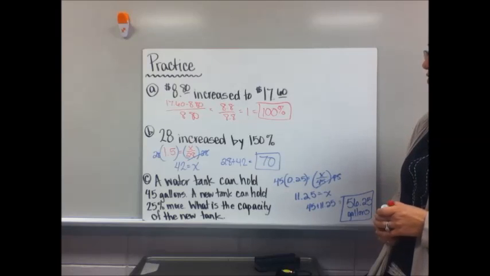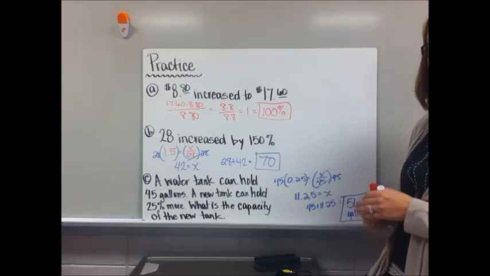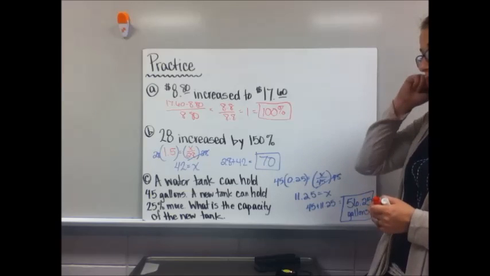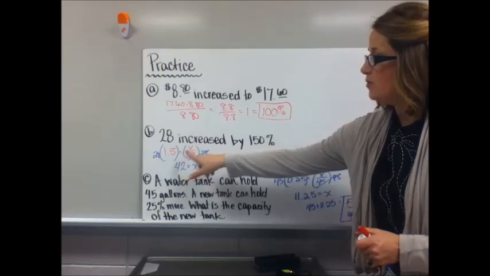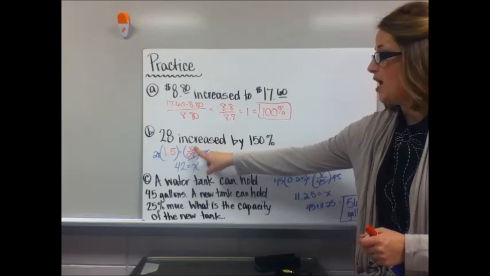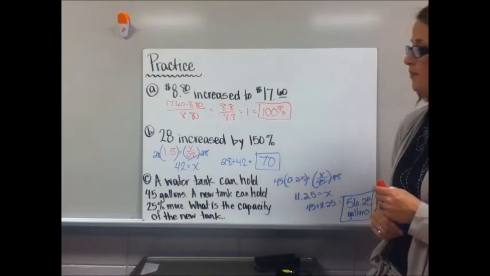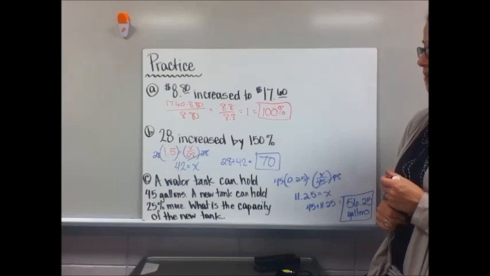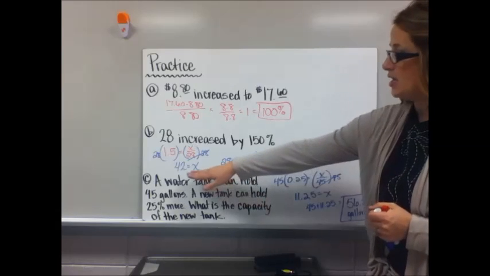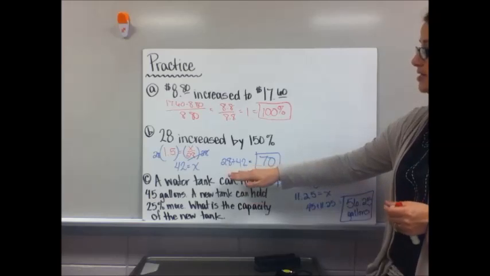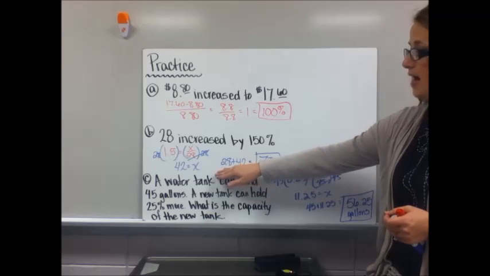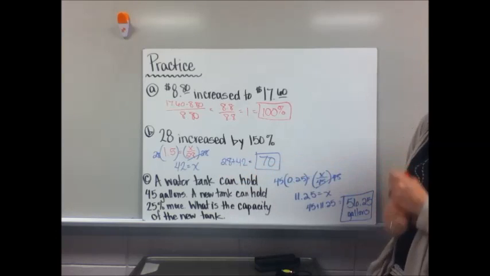On B, 28 increased by 150%. You plug in what you know and then solve for what you don't know. 150% as a decimal is 1.5. It equals the amount of change, which we don't know, x, over the original 28. Solve that equation by multiplying both sides by 28. So x equals 42. That's the amount of change. It's not the new amount. So I take the amount of change, 42, I add that to 28, and I get that the new amount is 70.